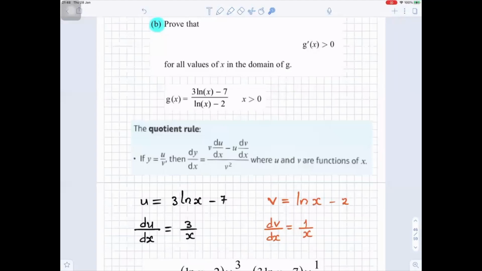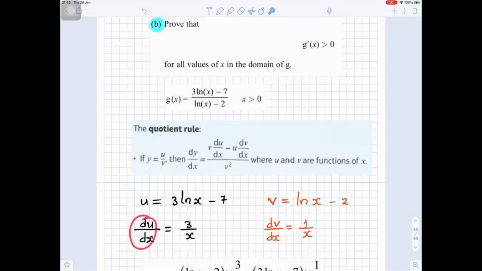Part B, prove that g dash of x is greater than 0 for all values of x in the domain of g. So we know g of x. We're going to use the quotient rule, and I've put the quotient rule down there for you to see. I'm going to use that rule. So we're going to let u be the top one, 3 ln x minus 7, and v be the denominator, ln x minus 2.